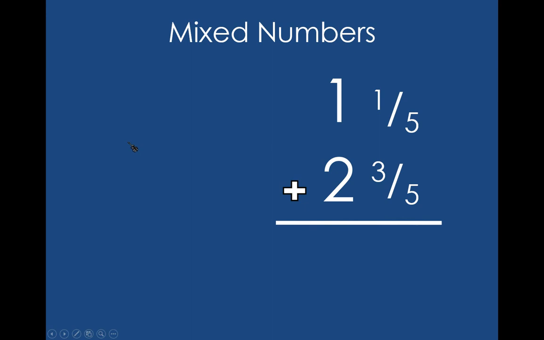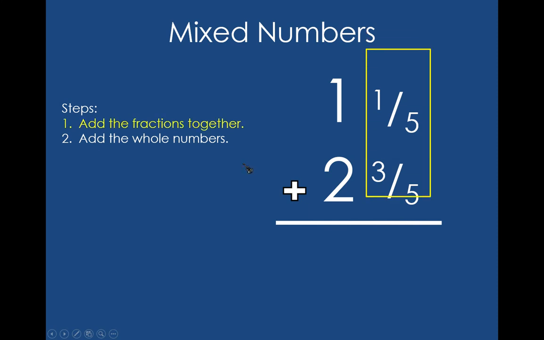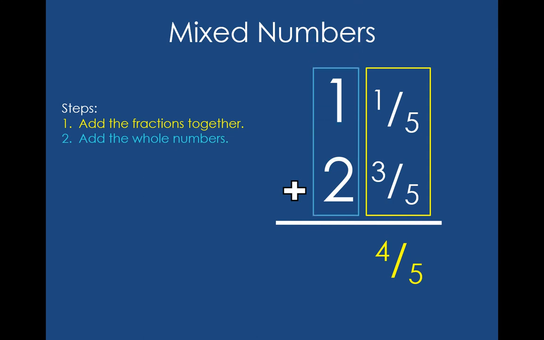So, simple lang. Steps: add the fractions together, then add the whole numbers. Since they are similar fractions, 1 plus 3, 4. Copy 5. So, 4 over 5. Add the whole numbers. So, 1 plus 2 equals 3. That is how simple it is when the mixed numbers have similar fractions.